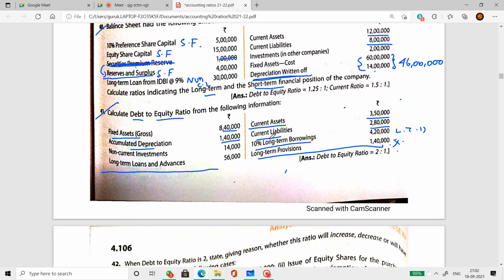So, debt divided by equity, debt means long-term debts and provisions. Here since we have a different provision, and we will not say that it's accumulated depreciation, 4 lakh 20 plus 1 lakh 40 will be your total long-term debts and provision, divided by equity, which is shareholders fund, which we have to find from the given information.